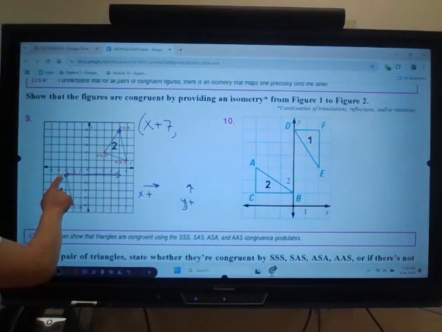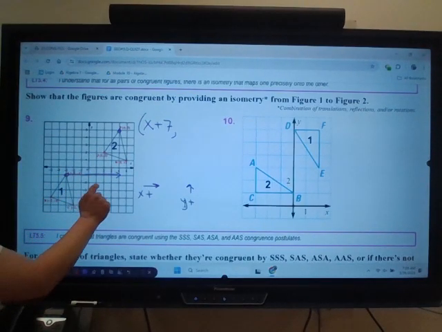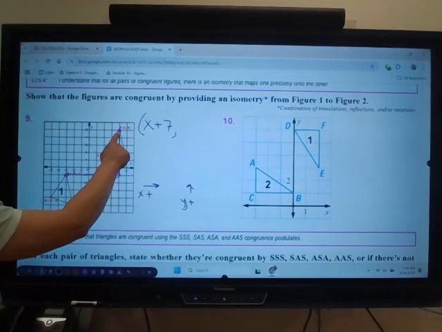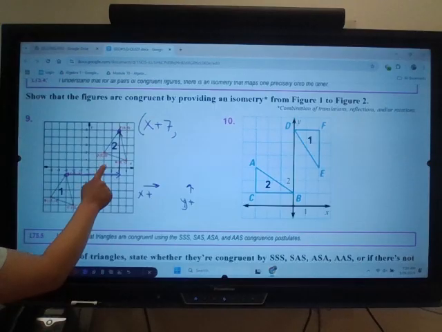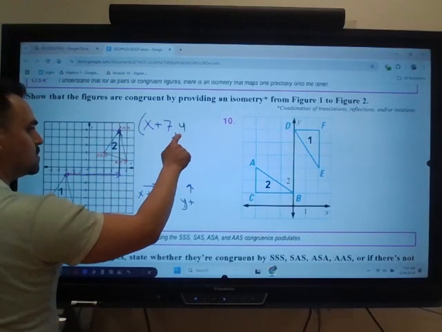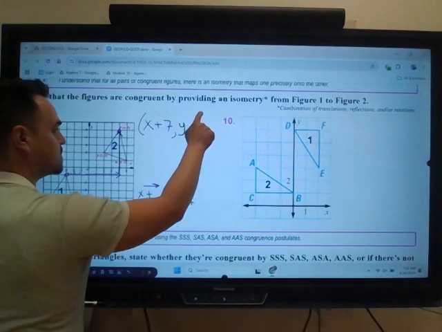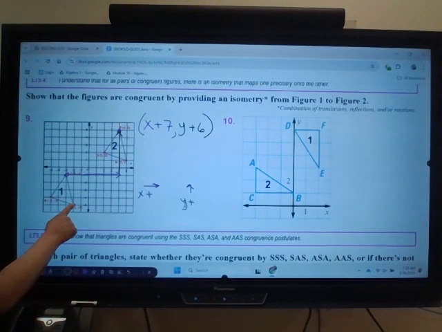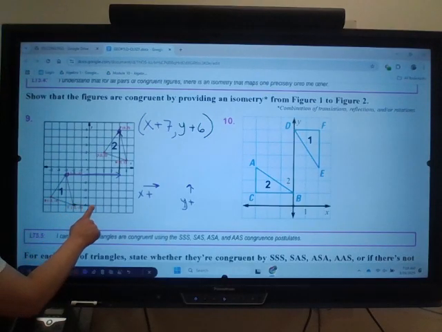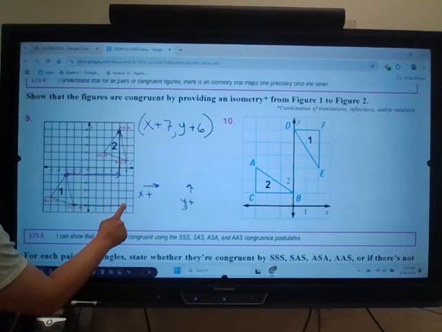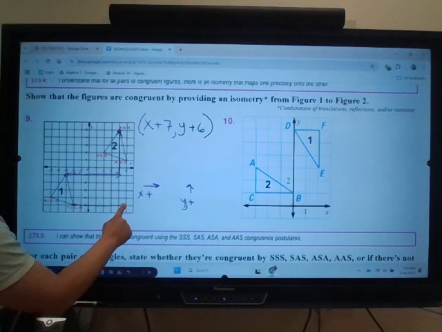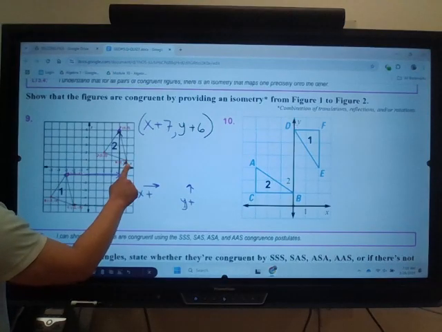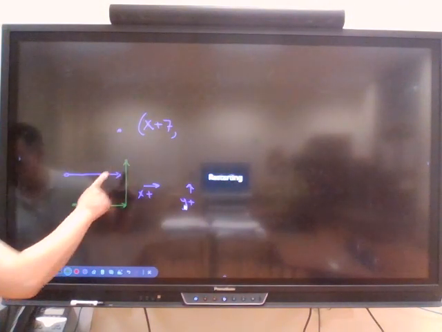So we're going to shift this point 7 to the right, and then we're going to move it up 1, 2, 3, 4, 5, 6. Is it up 6? 1, 2, 3, 4, 6. Yep. Y plus 6. And if you notice, I'll do the same thing with this point here. I will move it 7 to the right, and then I'll move it 6 up, and here I am.